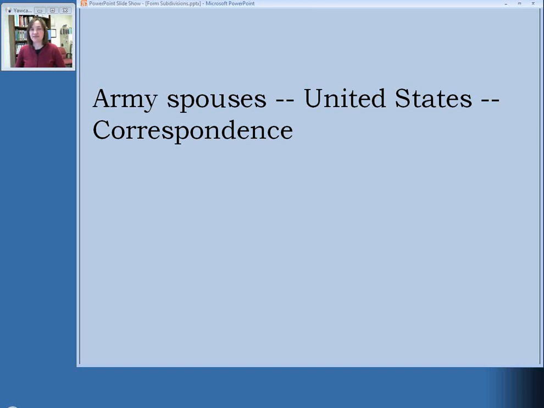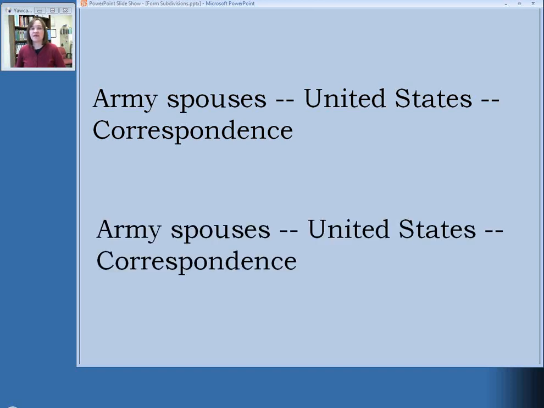In this case, the correspondence would be a topical subdivision because the item is about correspondence. If, on the other hand, you had a book that was a collection of letters that military wives wrote to their husbands, then you could still use that same string, Army Spouses, United States Correspondence. But in this case, correspondence would be a form subdivision because the book is a collection of letters.